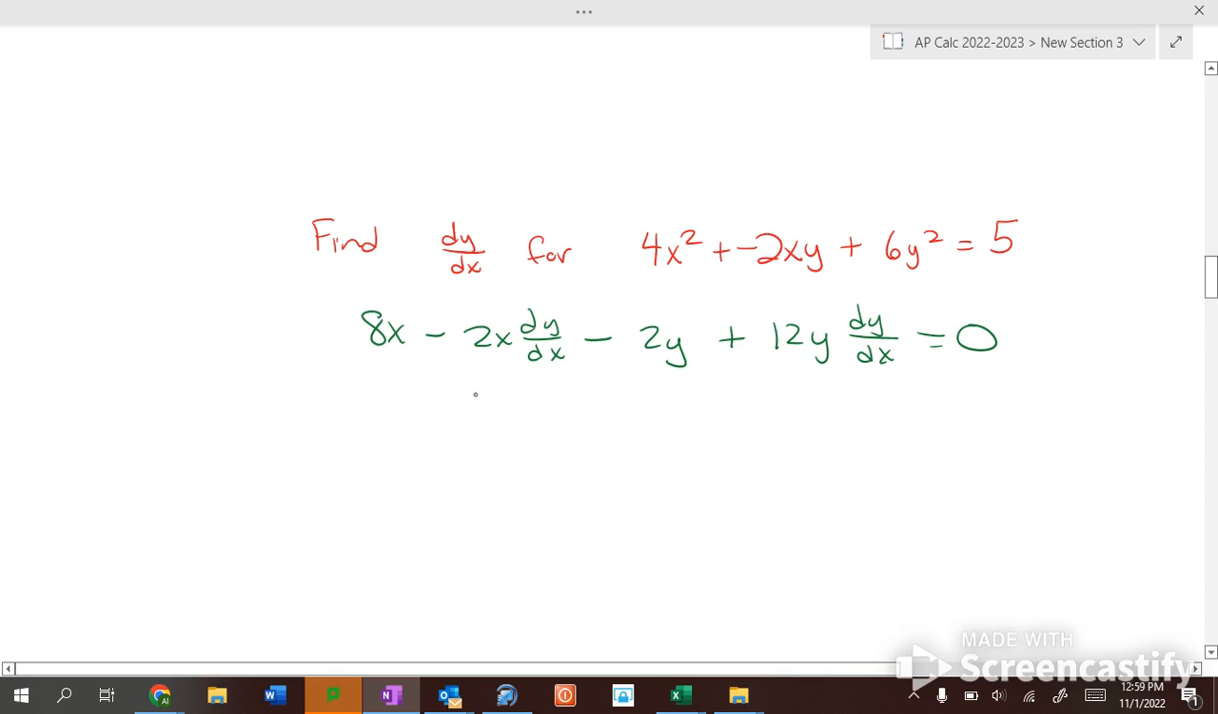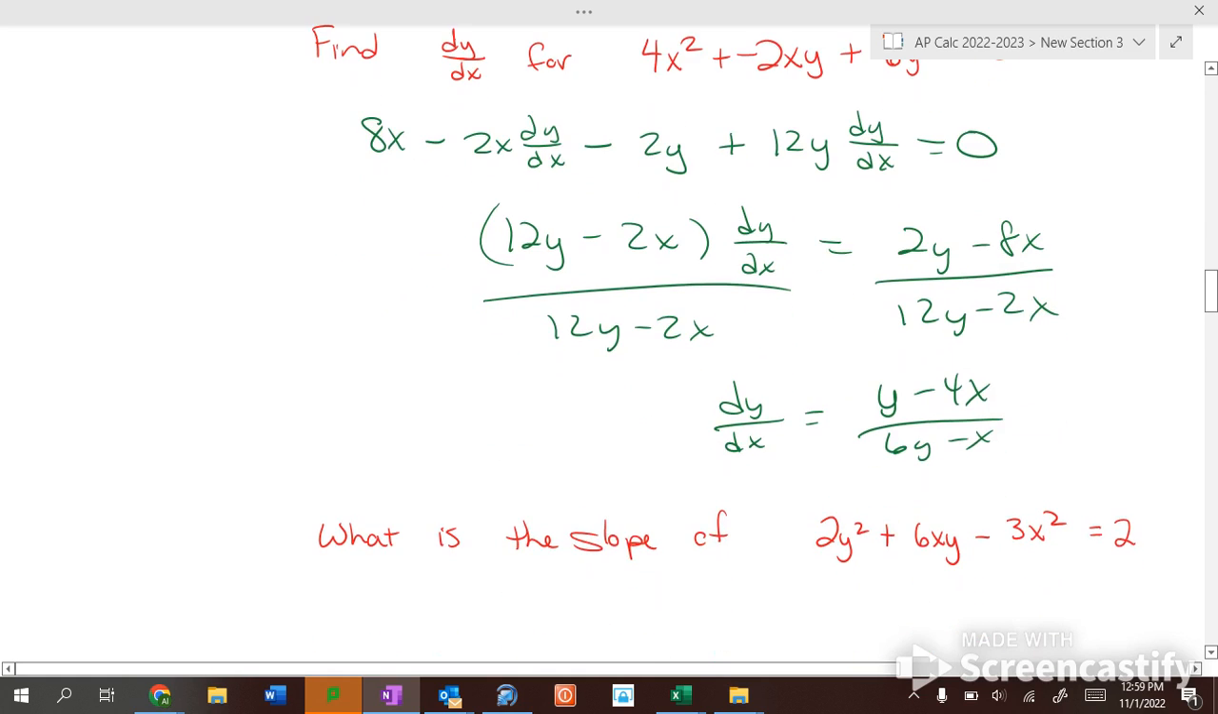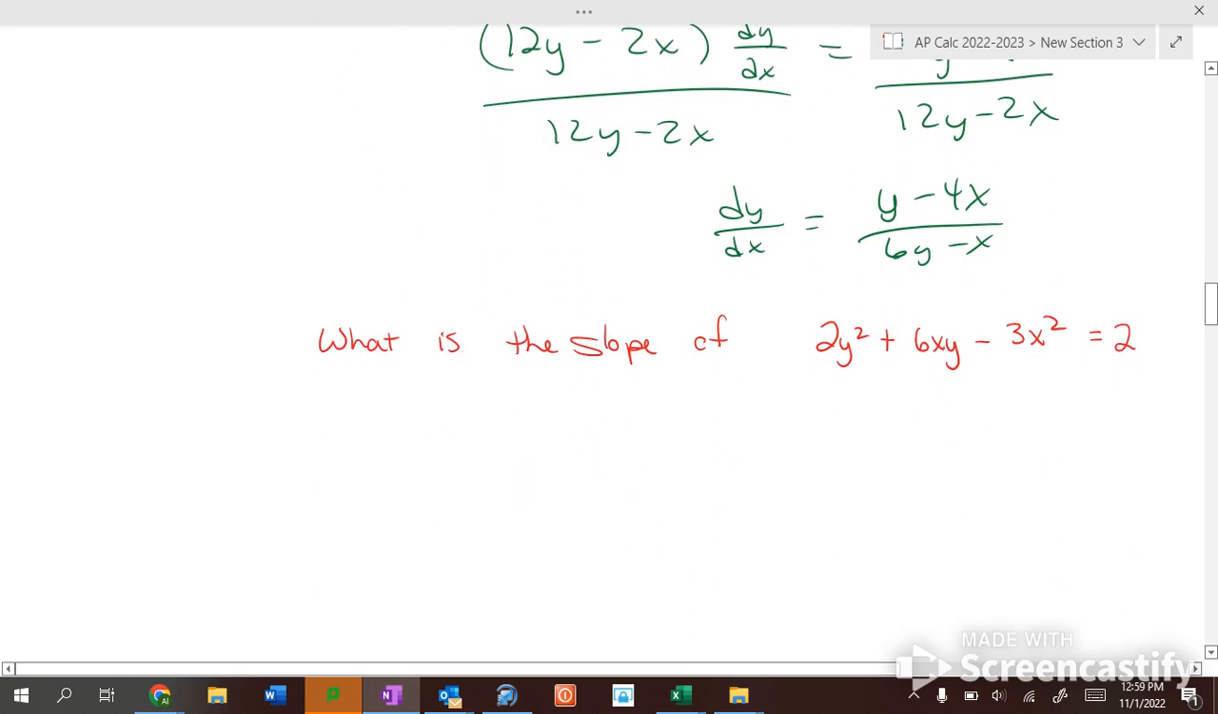So the dy dx's stay on the same side. So I'd go 12y minus 2x dy dx equals 2y minus 8x. Divide by 12y minus 2x. Divide everything by 2. So dy dx equals y minus 4x over 6y minus x.